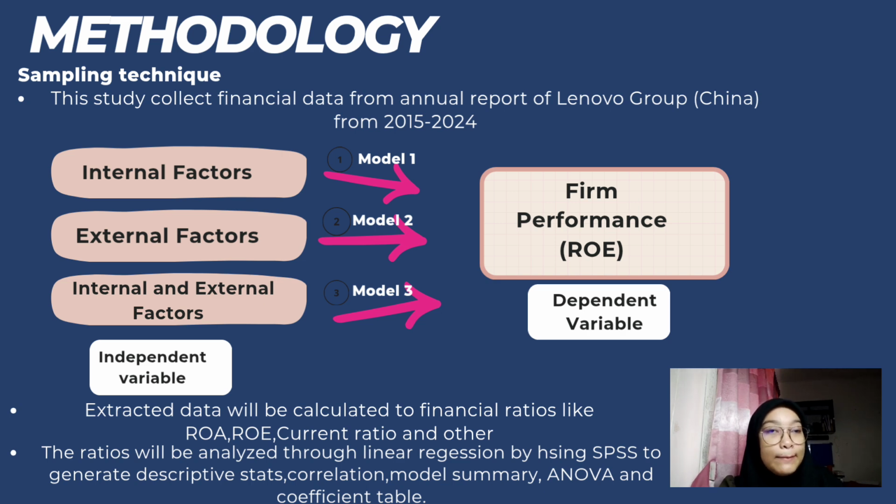All these models aim to examine the effect on firm performance, which is measured using return on equity as the dependent variable. And then the data will be calculated and analyzed. The extracted data will be used to calculate financial ratios such as ROA, ROE, current ratio, and others. Then linear regression analysis will be conducted using SPSS to generate descriptive statistics, correlation analysis, model summary, ANOVA, and coefficient table.